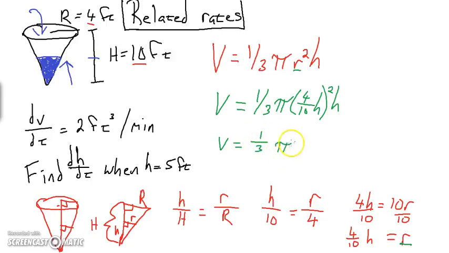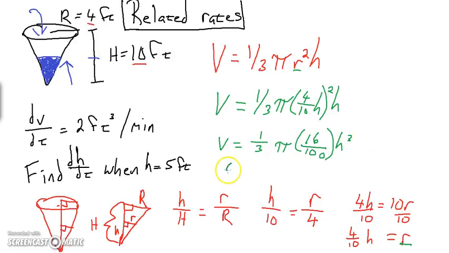1/3 pi, okay, and then we're going to do this part as well. When we square the 4/10, remember in a fraction, when you square it, you square the top and the bottom. So 4 squared is 16, and 10 squared is 100. Okay, and then h also becomes squared, but I'm going to multiply it by that third h outside here, so we have an h cubed. So far, so good.